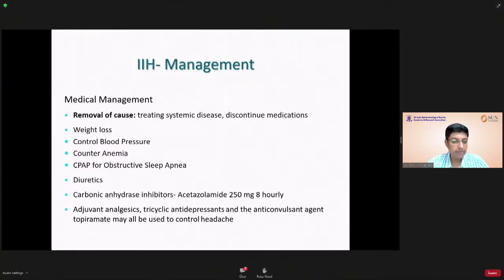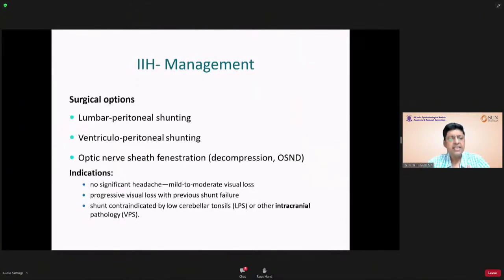Adjuvants like topiramate may be helpful. And the options are surgical if the medical treatment does not control the IIH and the patient continues to lose fields. If the patient has predominantly headache, an LP shunt or a VP shunt becomes a much better option, because headaches don't get treated by an optic nerve sheath fenestration.